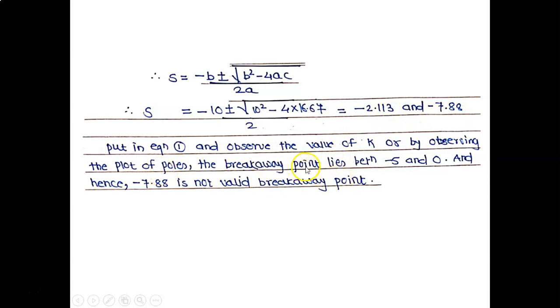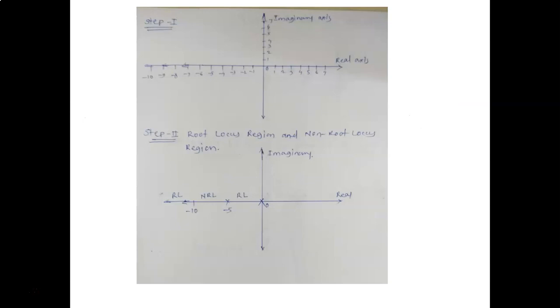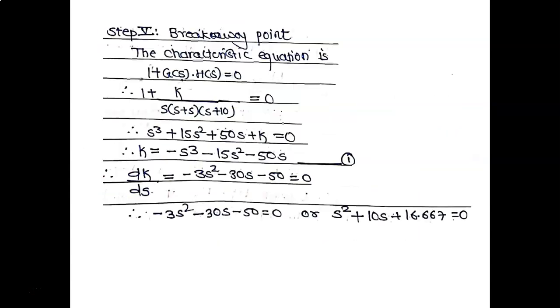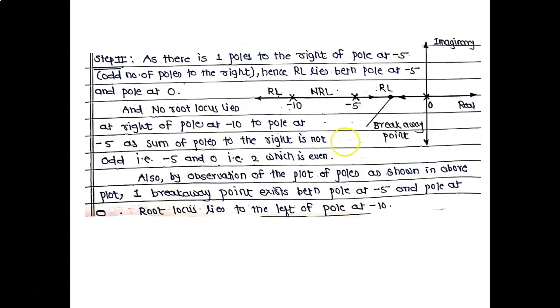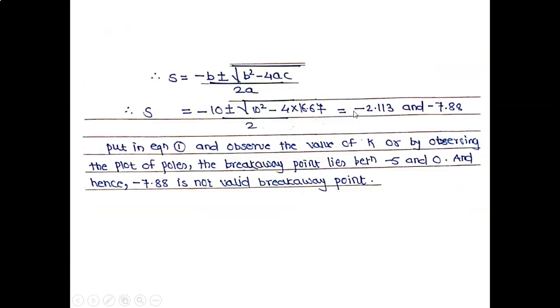Therefore, we have seen that there exists root locus region between, again we will go back, this 0 and minus 5. Root locus region is there between 0 and minus 5 and minus 10 to minus infinity. Therefore, the value which lies between 0 and minus 5, that means minus 2.113, is nothing but the valid breakaway point.